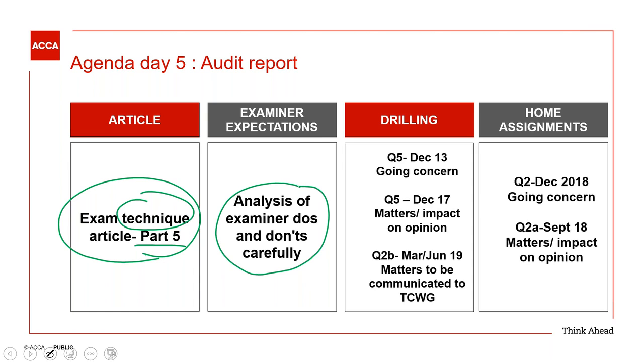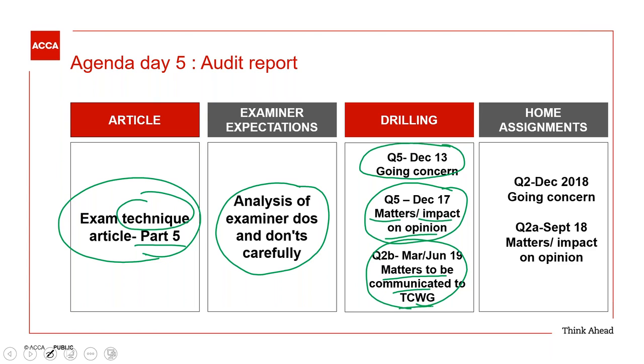I will be going over 3 questions today. One question from the December 13 exams, which is on going concern. One question from the December 17 exams on matters impacting the opinion. And one question from the June 19 exams, which is on matters to be communicated to those charged with governance. So I've chosen 3 diversified questions, considering their importance to the December exams.